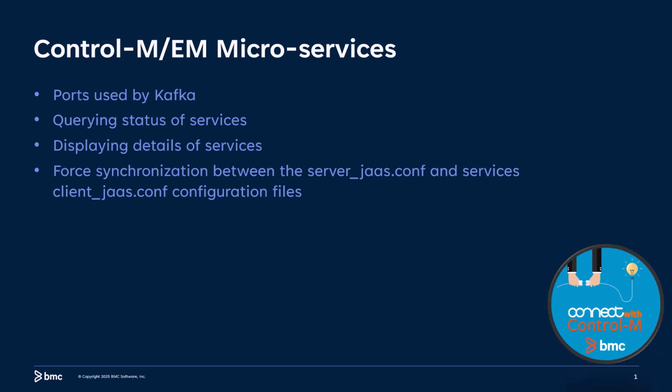I would like to show you some practical commands we can execute to query and perform various actions against the microservices running under the Control-M Enterprise Manager server. Here is an outline of the items we will look at. We will check the ports used by Kafka. Next, we will list and query the status of the services. We will use some command options to display the details of services. And finally, we will perform a preliminary action to force a synchronization of the configuration files.